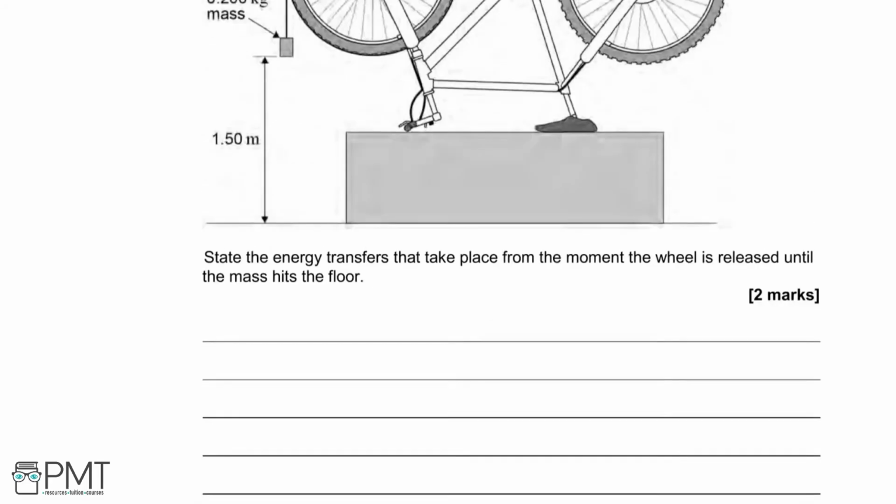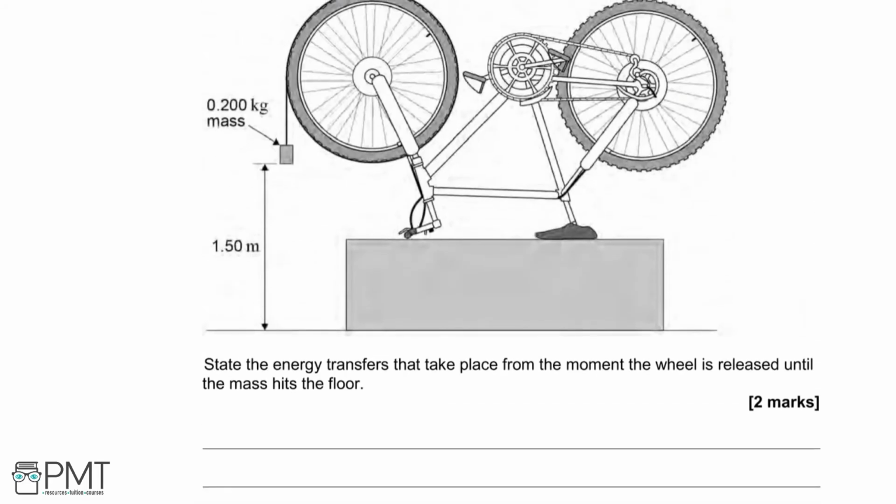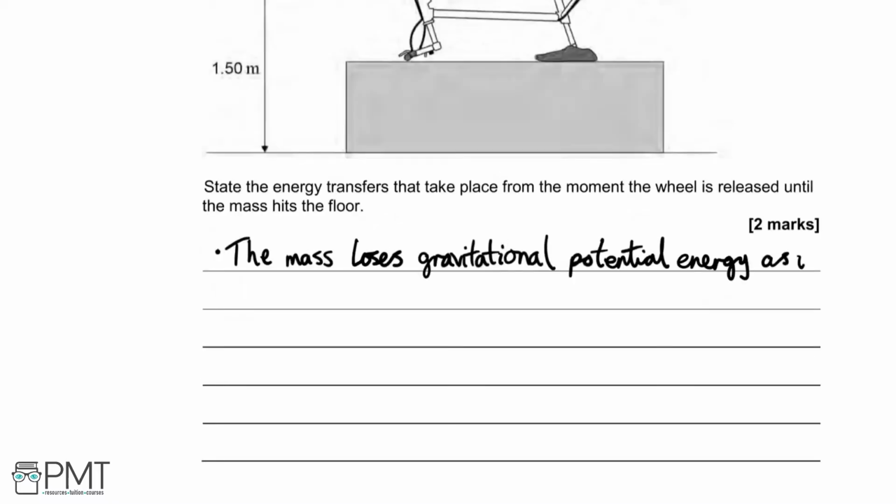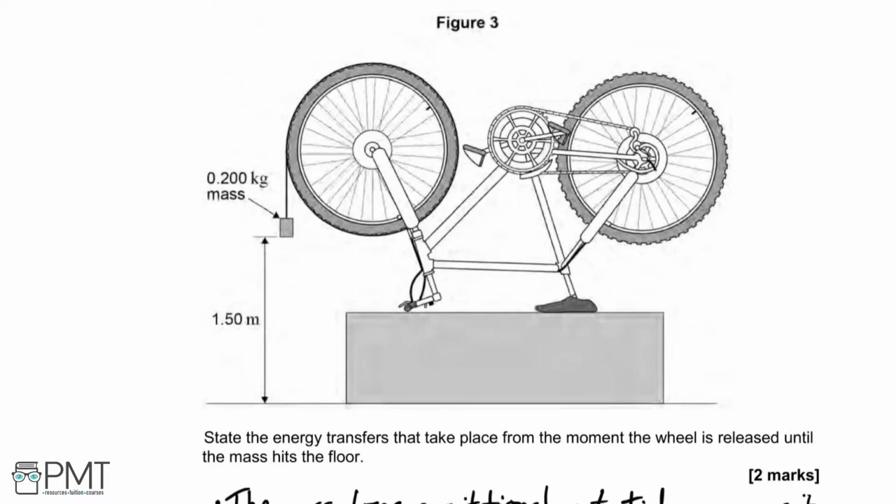So the first thing to say is that this mass, where it's decreasing in altitude, is traveling 1.5 meters towards the floor, and is going to decrease in gravitational potential energy. Now you don't get a mark for this point. You actually need to elaborate on where that energy goes. So let's look at what effect that is actually having on the bike wheel. It's causing that wheel to rotate. The wheel is speeding up, it's gaining rotational kinetic energy.